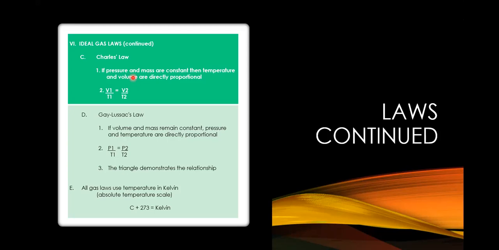Charles's law says that if pressure and mass are constant, then temperature and volume are directly proportional. Temperature and volume are directly proportional. Now, I told you another student told me that Charles is watching TV. Right? Charles is sitting in the back watching TV. Temperature and volume, if you like that. Okay? And Gay-Lussac says that if volume and mass are constant, then pressure and temperature are directly proportional. Remember, Boyle is the only one that's inversely, okay? The other two are directly proportional, all right?